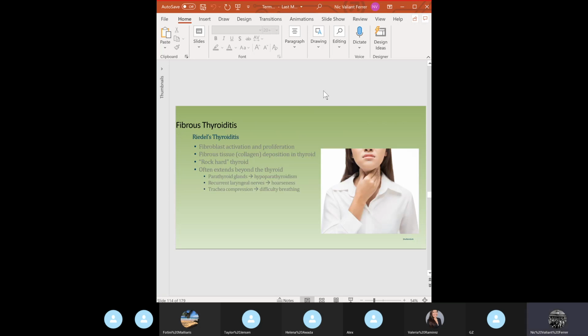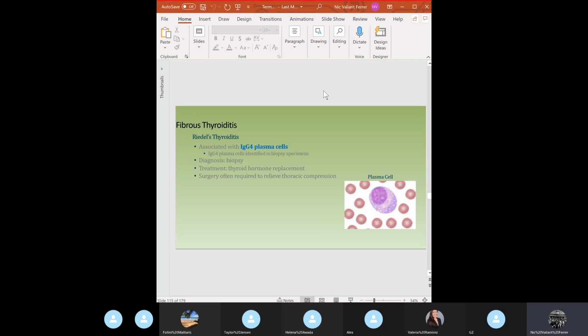High yield: fibrous thyroiditis, Riedel's. This is due to what? Fibrous deposition in the thyroid, like collagen deposition. So, a rock hard thyroid. Riedel's are rock hard, often extending beyond the thyroid. You can have hoarseness, you can have trachea compression.